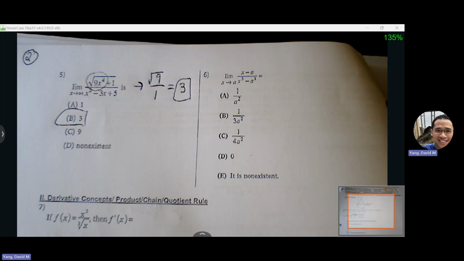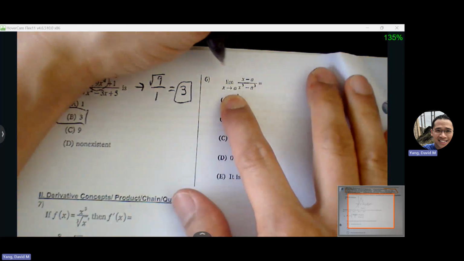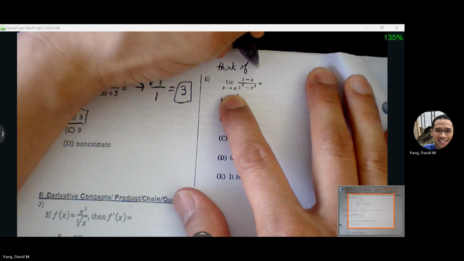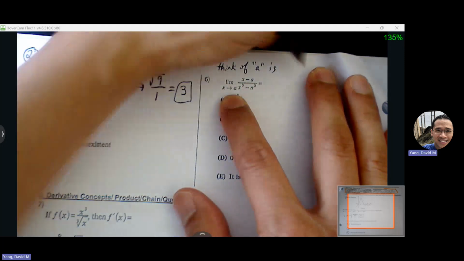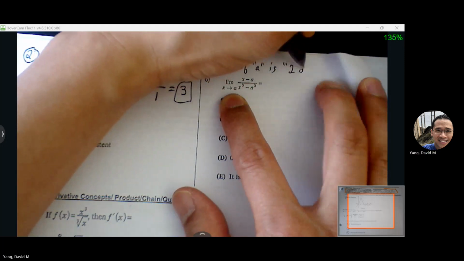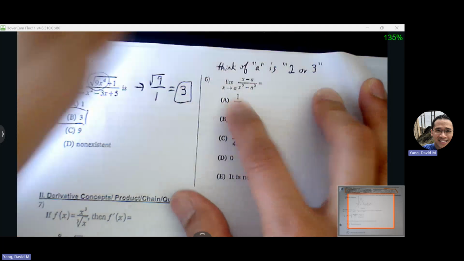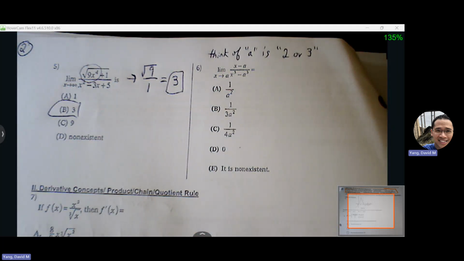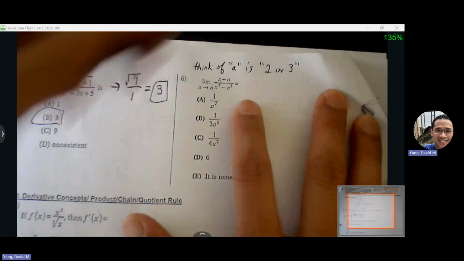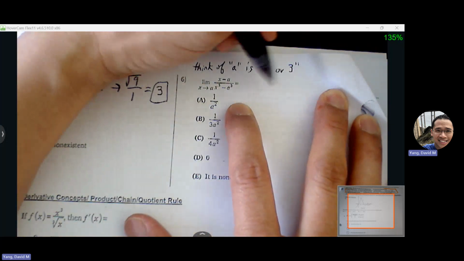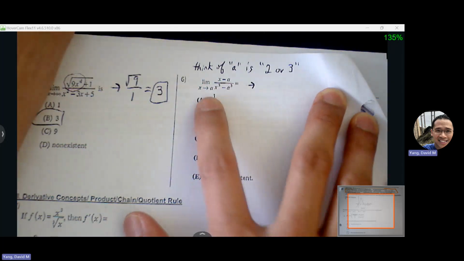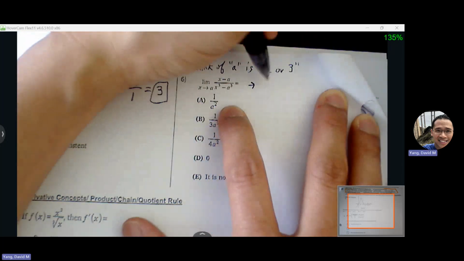Number 6, limit as x approaches a. A is a real number, so think of a as like a number, like 2 or 3, right? Imagine this is limit as x approaches 2 or limit as x approaches 3. What would you do? You would plug in that 2 or 3, right? So same thing here. We're just going to plug in a in for x and see what we get, right? So let's plug in a in for x.